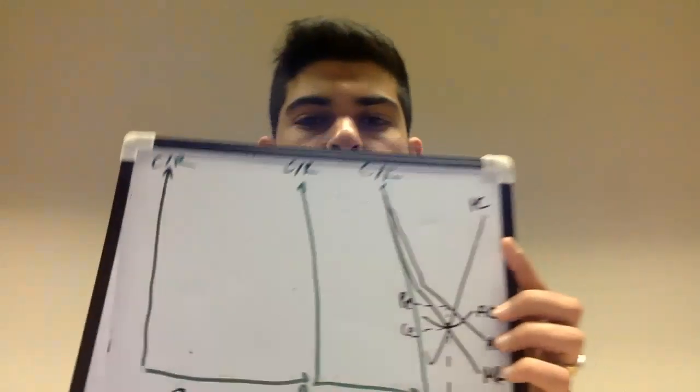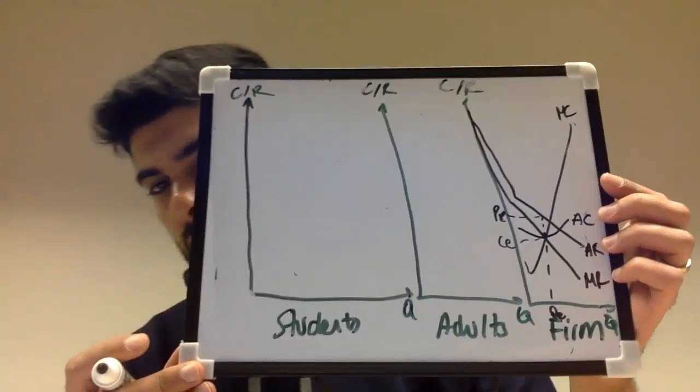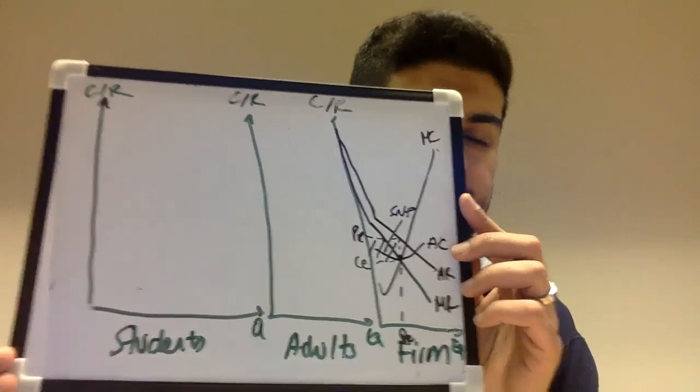So cool. So therefore, the supernormal profits that the firm would extract if they weren't to price discriminate would basically be this area here. Is that clear? Cool.